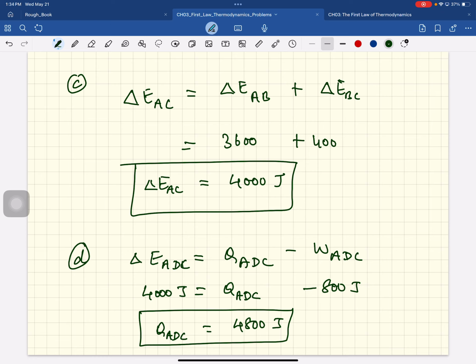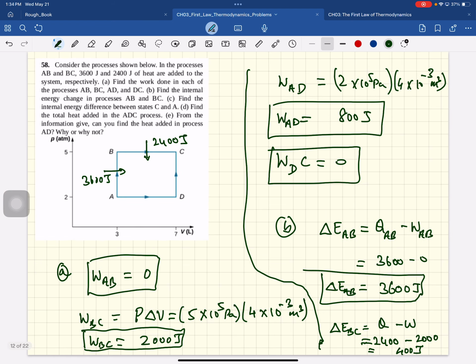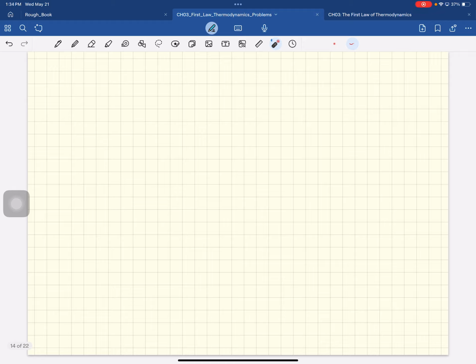Okay, so here we go. The work done along this path is 800 joules. The work done along this path was 2,000 joules. The heat added along this path was 4,800 joules. The heat added along this path was 6,000 joules. So work and heat are path dependent, and the change in internal energy is not. That's what this is about. The first law of thermodynamics: path dependent, path dependent, path independent.